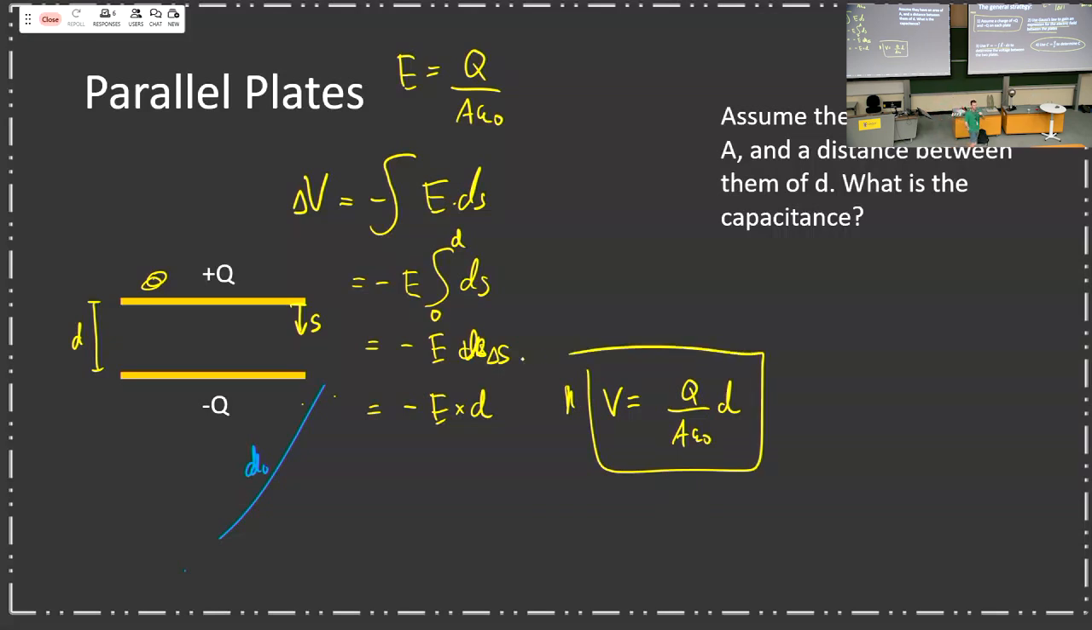Now again, we've done this before. We found the voltage between the 2 plates. I got rid of the minus sign because it's capacitance. You don't need the minus sign.